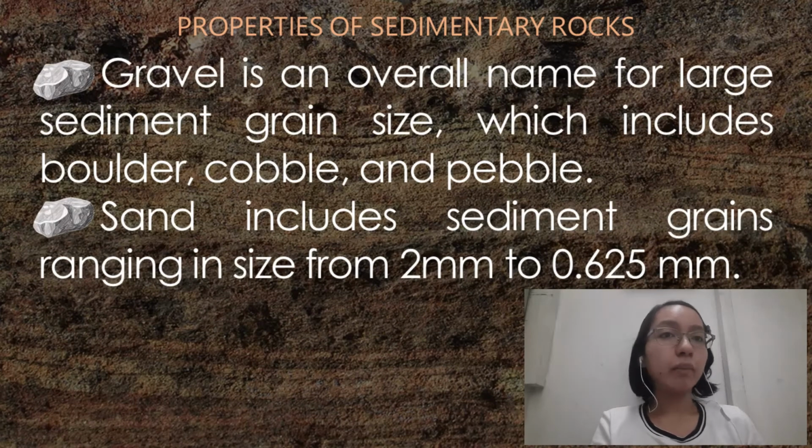First is the gravel. Yung gravel is an overall name for large sediment grain size, which includes boulder, cobble, and pebble. Yung gravel, sila yung malalaking grain size ng sediment. Sila yung pinakamalaki. Next is sand. Sand includes sediment grains ranging in size from 2 mm to 0.0625 mm. So, sand, kumpara sa gravel, mas maliit yung grain size ng sand.